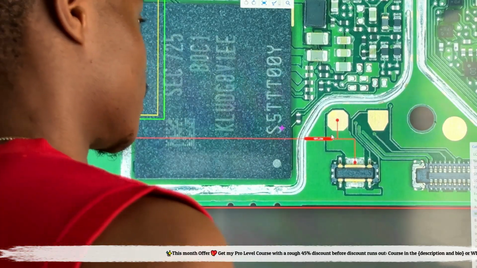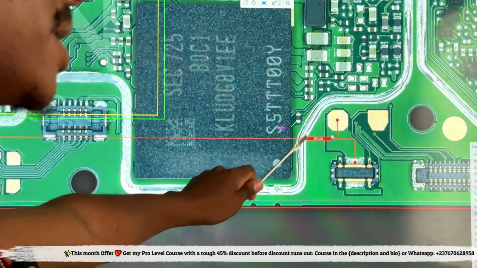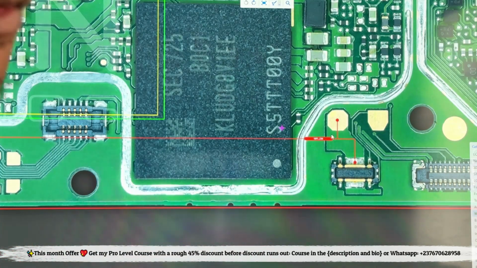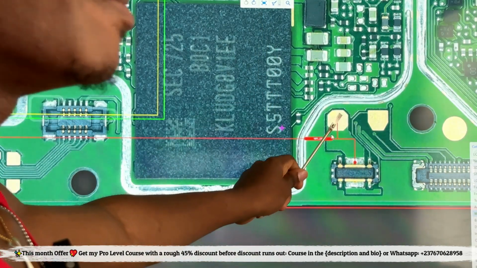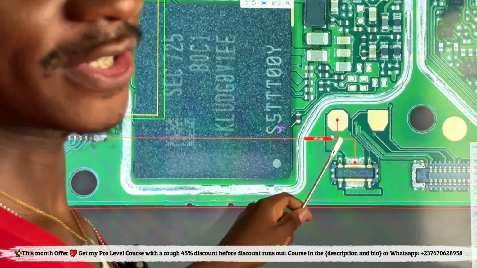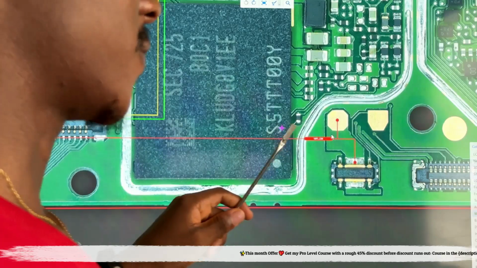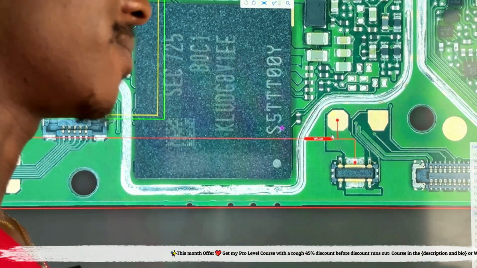So I'm just going to go straight to the point. When you get a phone that is not powering on, you open the phone. First, you have to locate the battery connector of that mobile phone. You need to understand the VBAT circuit of that mobile phone. The VBAT is the battery positive line of that mobile phone.